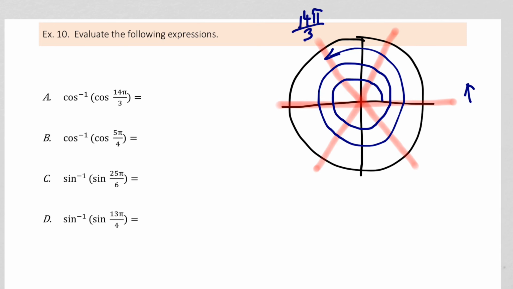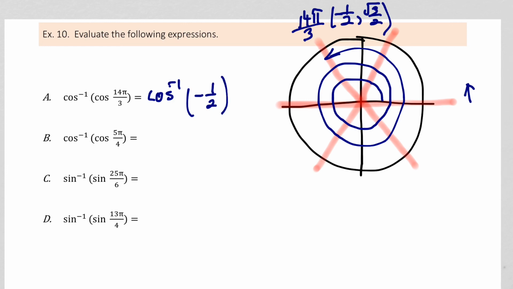Right? So that puts me on the 2 pi over 3 line, basically. So my cosine is negative 1/2. My sine is root 3 over 2. So I'm looking for the inverse cosine of negative 1/2.